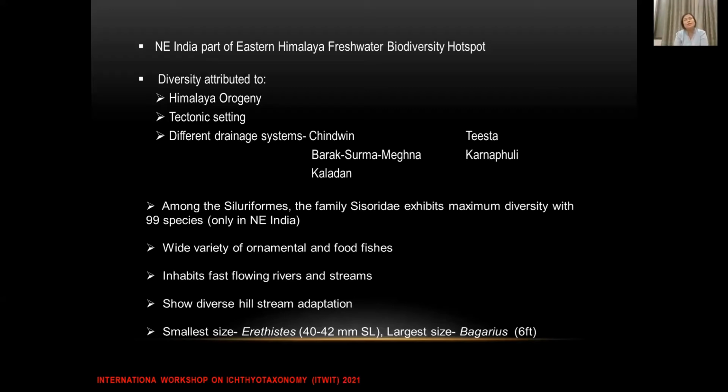And even the size ranges from the smallest, Erythistis, which measures around 40 to 42 mm SL, to the largest, Bagarius, which can go up to 6 feet. So these are all the members of the family Sisoridae.